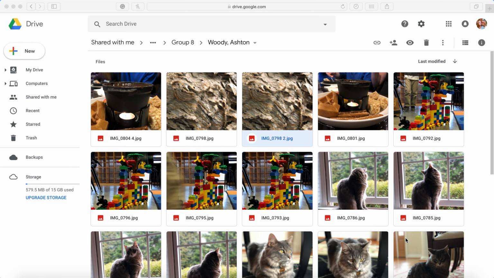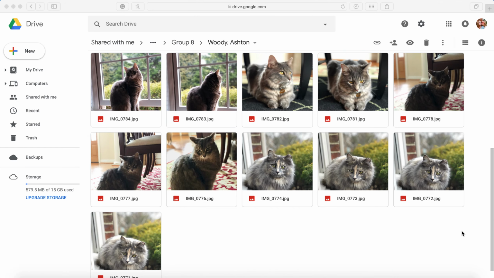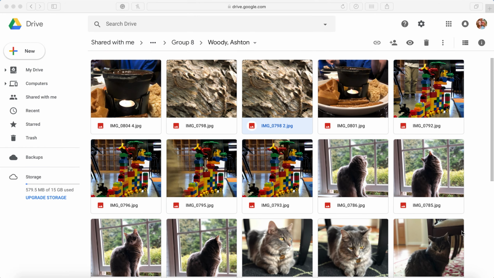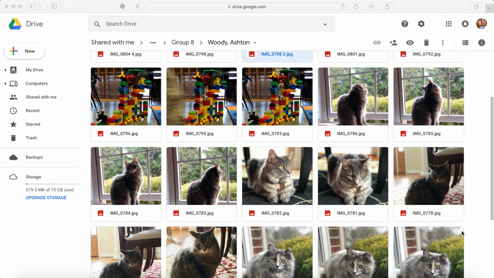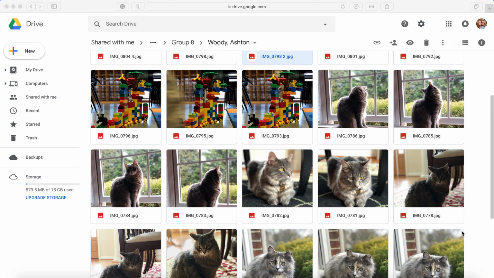So, I've already looked through them all, and I can tell you have an understanding of the basic requirements for this assignment. I can see that you have shown a variety of different textures and definition and some different techniques that we've learned.